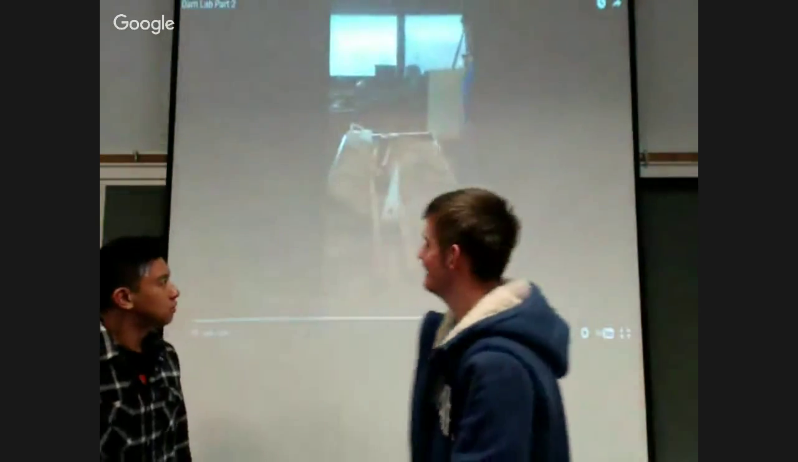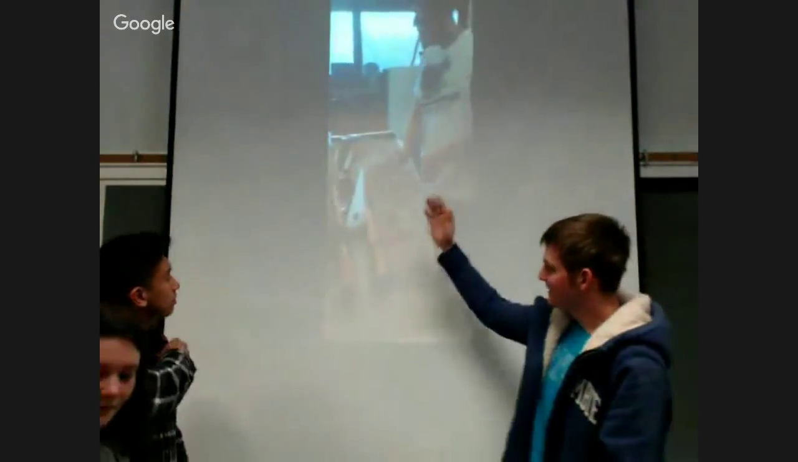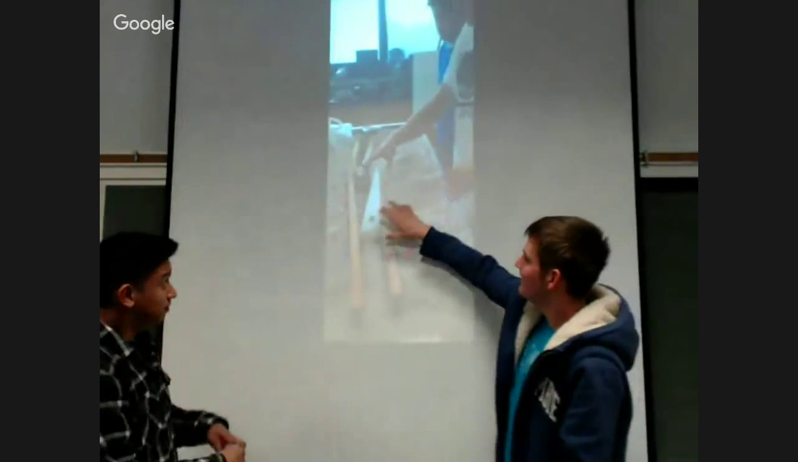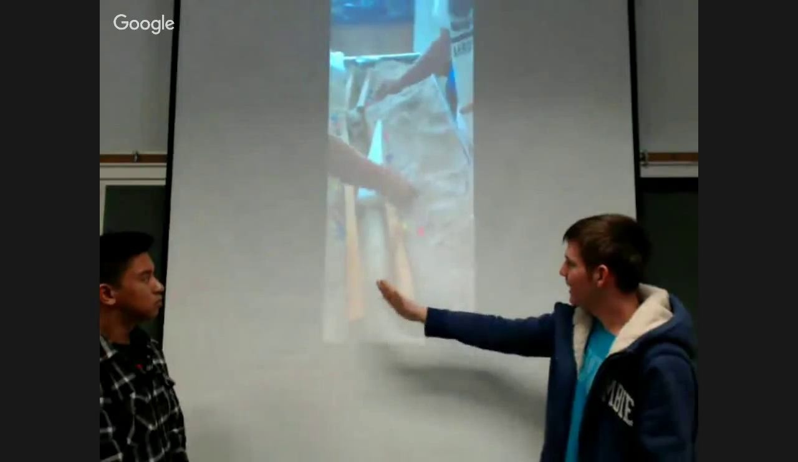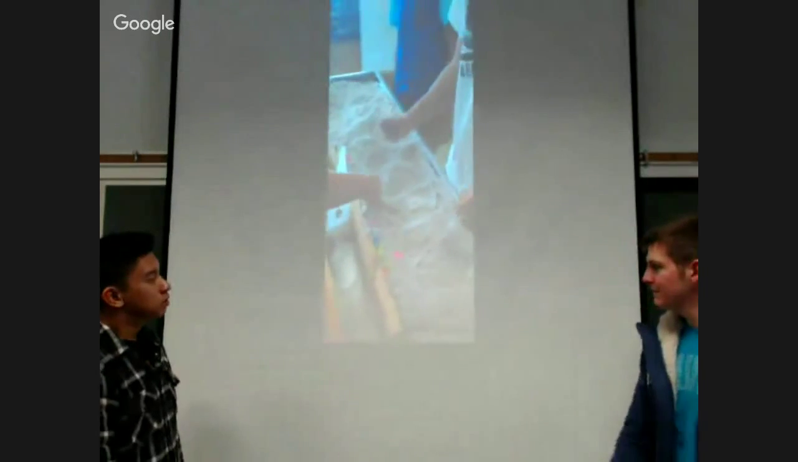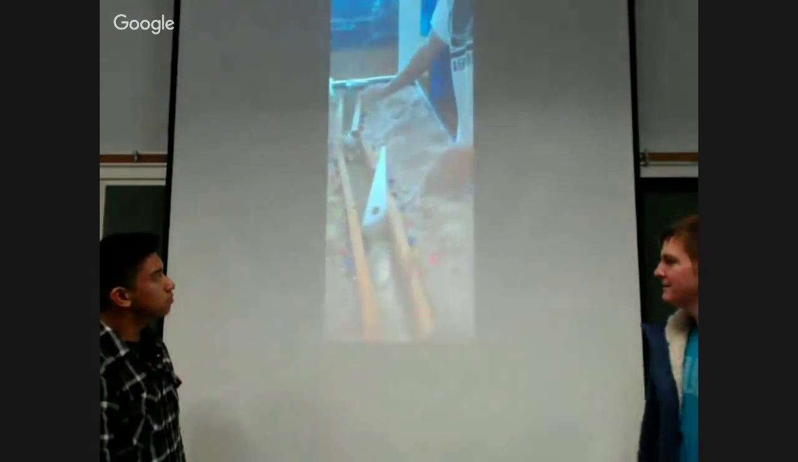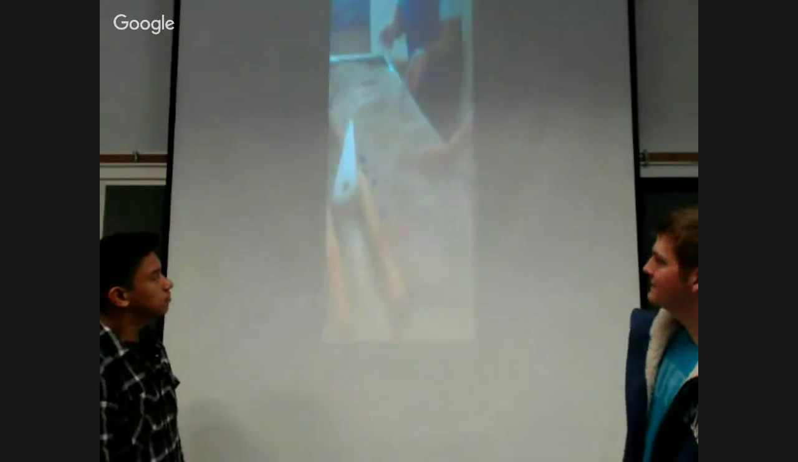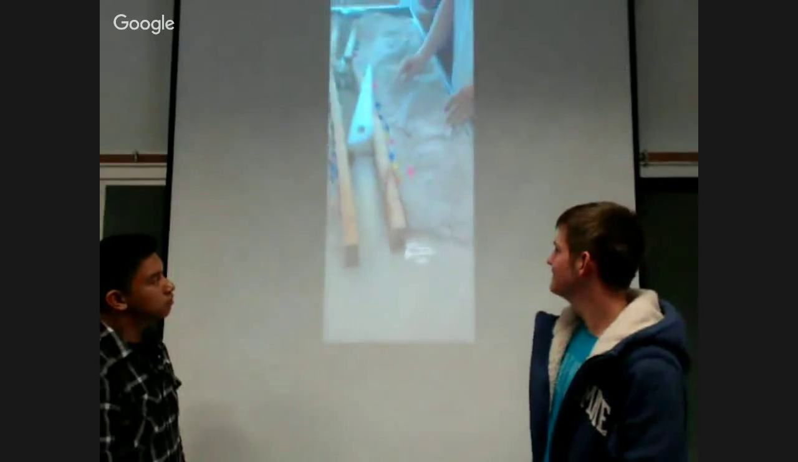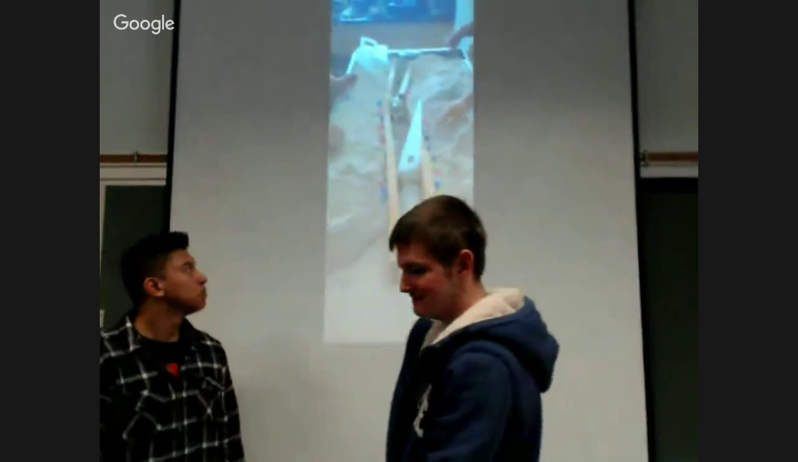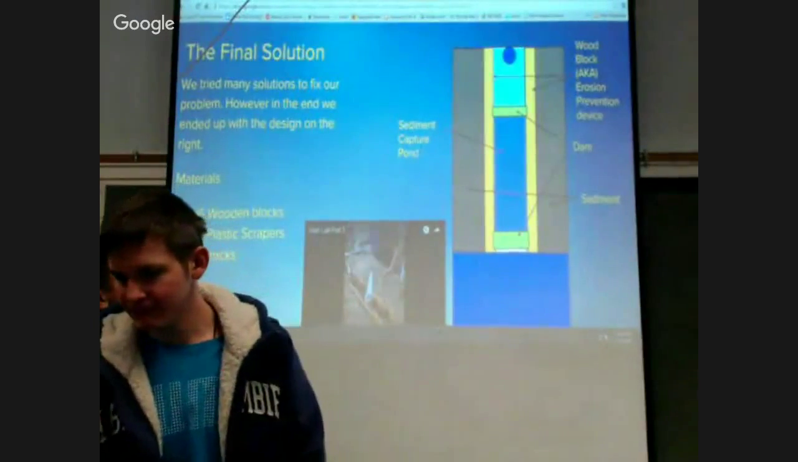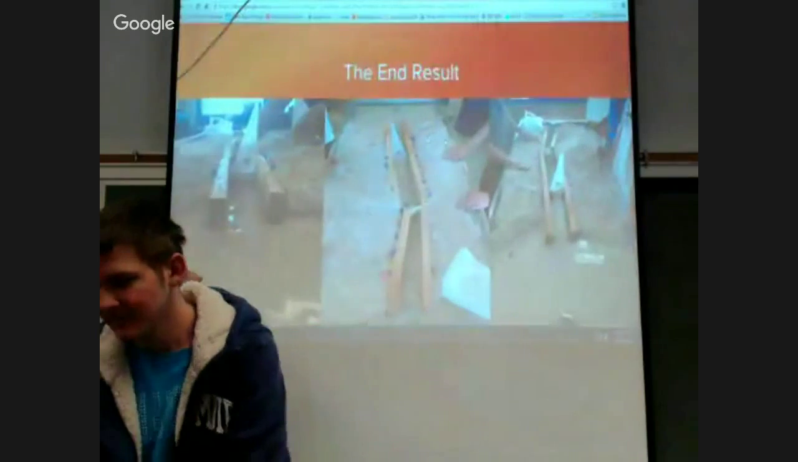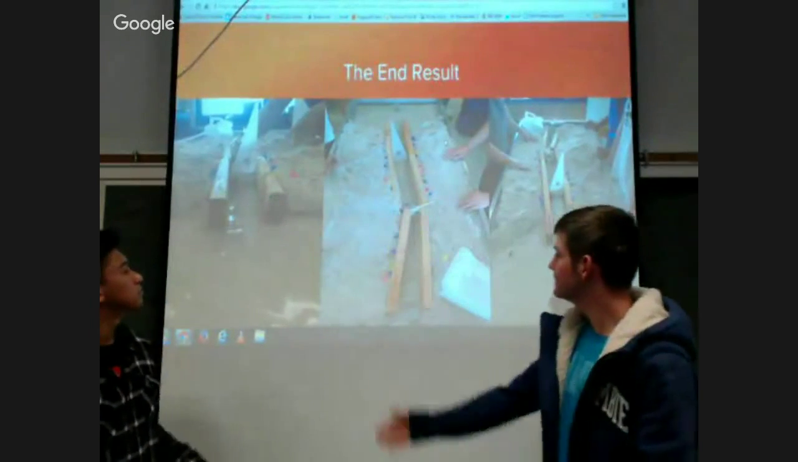Okay, that fixed it. Well, like I was saying, the water is now all clear. We have 2 dams, one right here, one right there. The blocks are really containing the sediment, letting none get past. And, yeah, so there's that. And that's our end result.